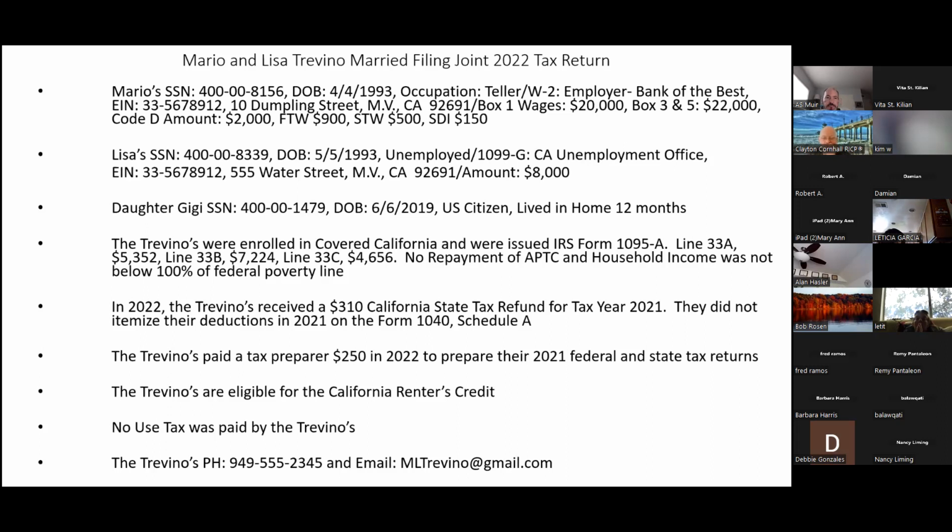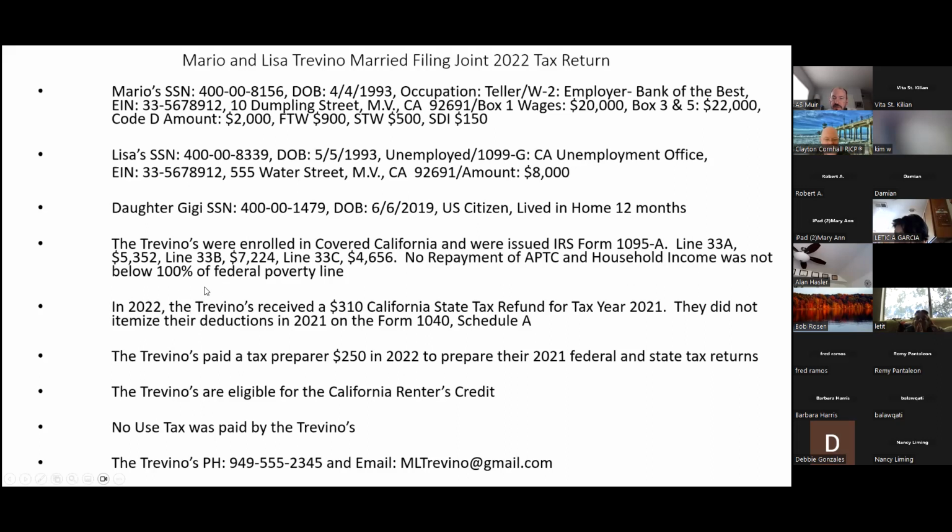I've never paid SDI. And then we've got Lisa, taxpayer wife, her information, she's unemployed, which means she's going to receive that information return 1099-G, and that's 8,000. We've got a daughter. She's a little kid. She's about 4 years old, lived in the home. It will ask you in the software, and we'll show you, whether or not they're a US citizen.